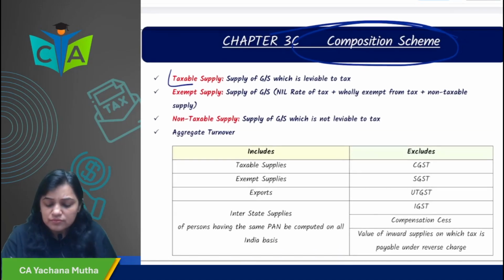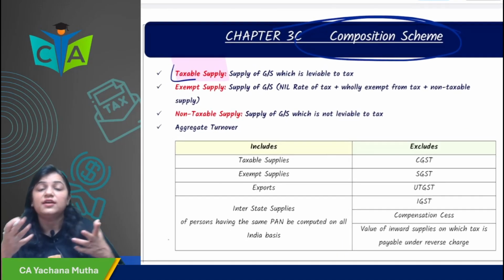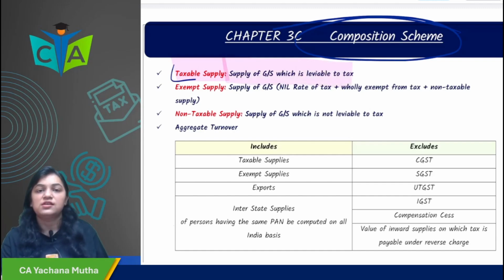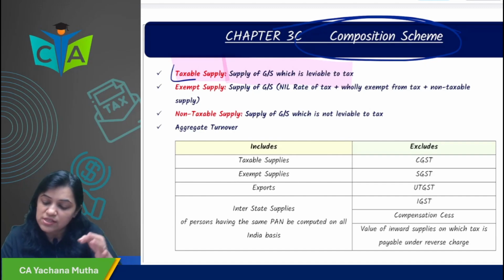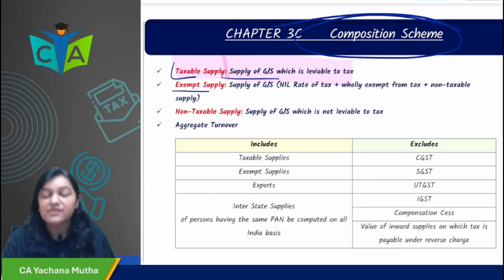Now, taxable supply. What do you mean by taxable supply? Supply of goods or services which is leviable to tax. Supply of goods or services which is leviable to tax is taxable supply. What do you mean by exempt supply?